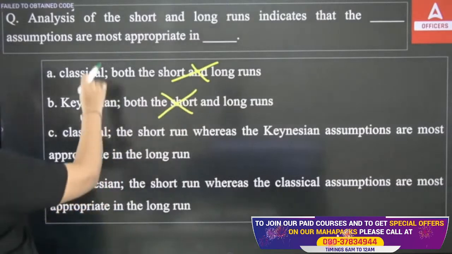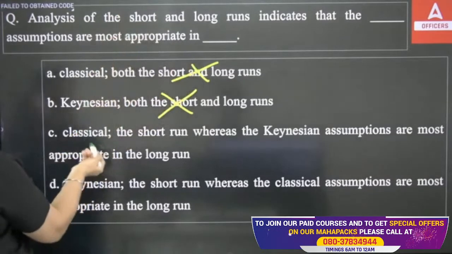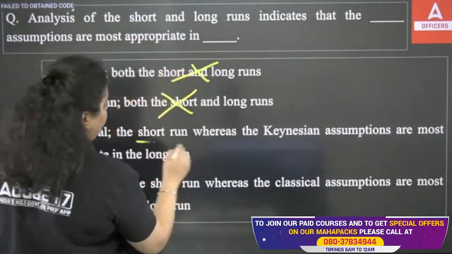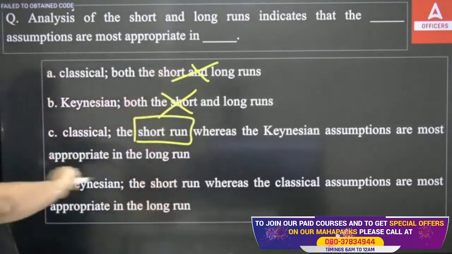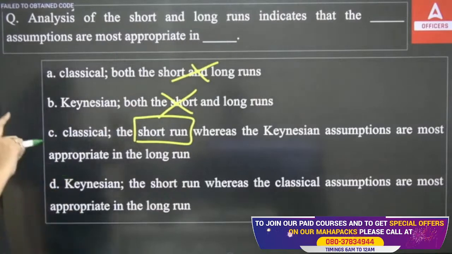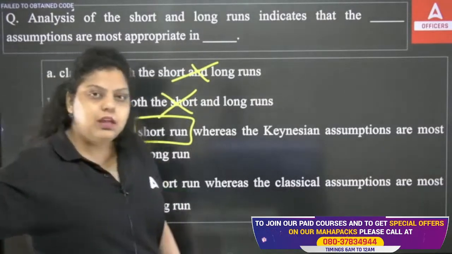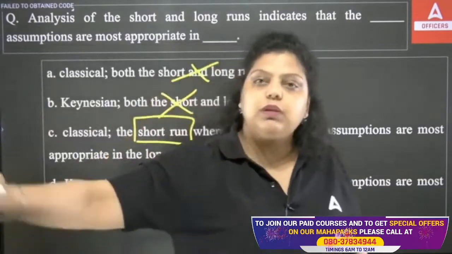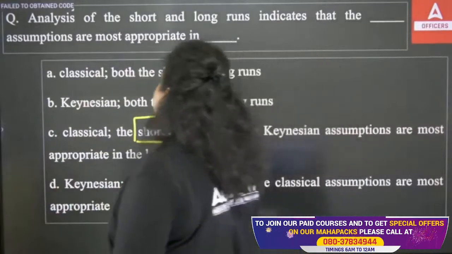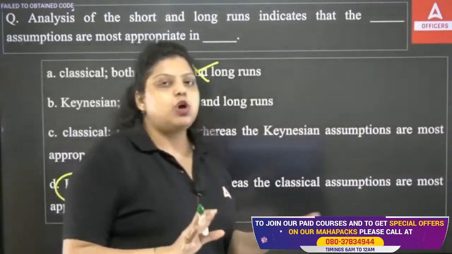Now, next, the analysis of the short and long run indicates that the classical theory's assumptions are most appropriate in the short run. No, classical theory talks about the long run. Like in the long run, the country will grow. In the long run, national income will increase. In the long run, employment will increase, the growth will increase, the development will happen. That's the classical theory. Now, Keynes theory says that there is growth in the short term only.